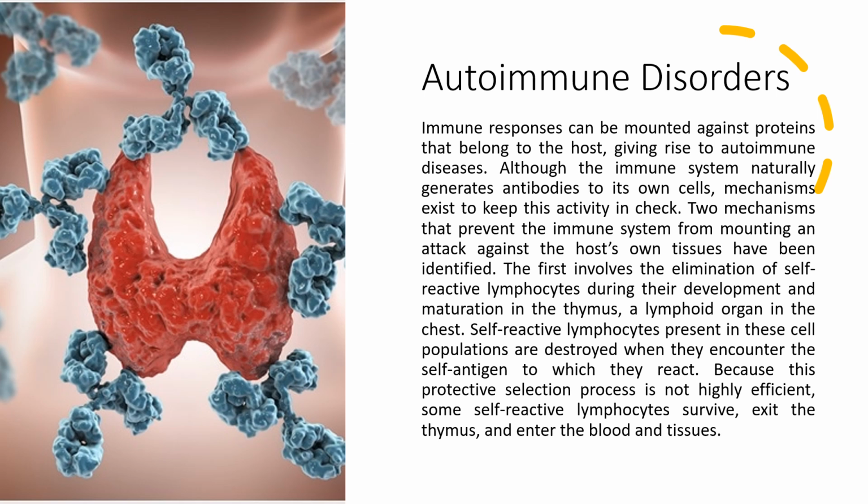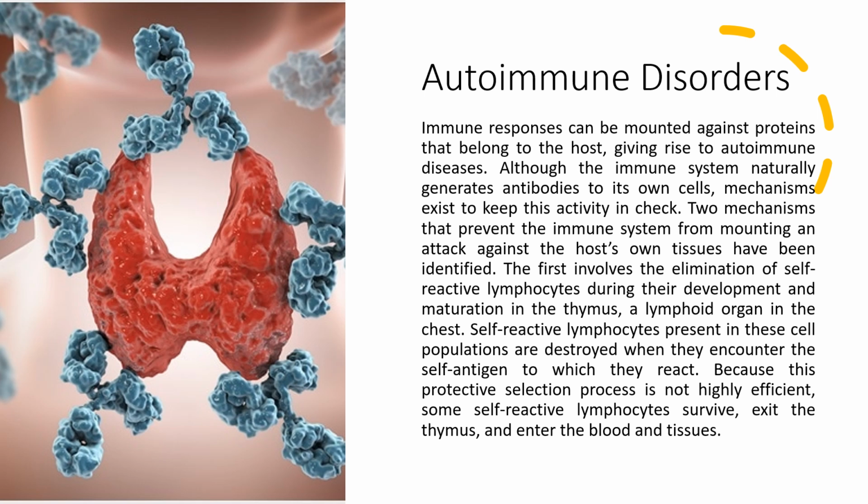Autoimmune disorders. Immune responses can be mounted against proteins that belong to the host, giving rise to autoimmune diseases. Although the immune system naturally generates antibodies to its own cells, mechanisms exist to keep this activity in check. Two mechanisms that prevent the immune system from mounting an attack against the host's own tissues have been identified. The first involves the elimination of self-reactive lymphocytes during their development and maturation in the thymus, a lymphoid organ in the chest.